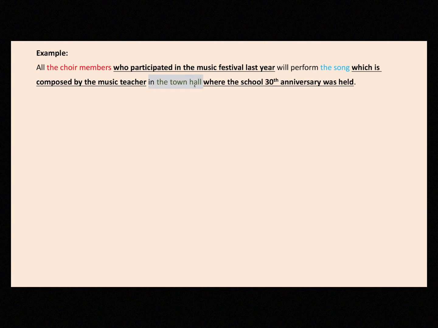In the town hall here is the prepositional phrase, and within the prepositional phrase we have a prepositional object, the town hall. In the town hall where the school's 30th anniversary was held. Which town hall is it? It is the town hall where the school's 30th anniversary was held. So after adding relative clauses to talk about the subject, the object, and the prepositional object, three things, it makes up a very long sentence.